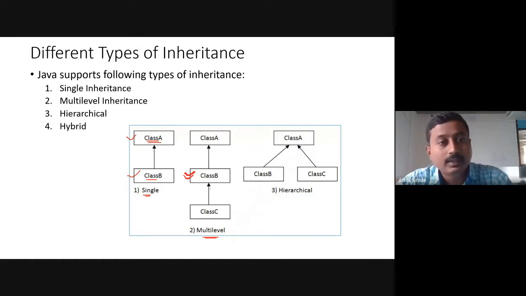Then hierarchical. I have shown two classes here, but there can be n number of classes. When they inherit a single class, that is known as hierarchical inheritance. And the fourth one is hybrid. You combine these three types, then you may achieve hybrid. So consider this.